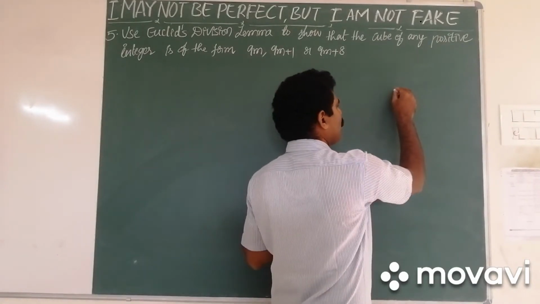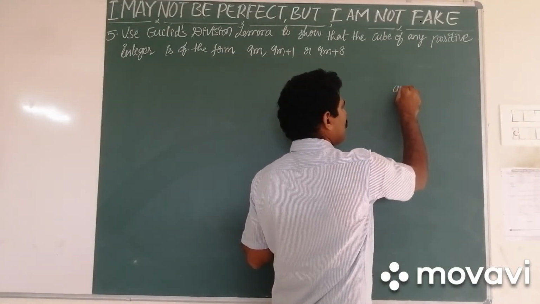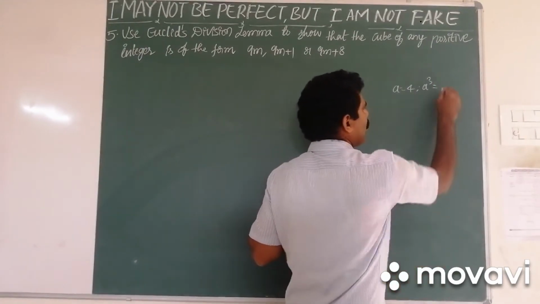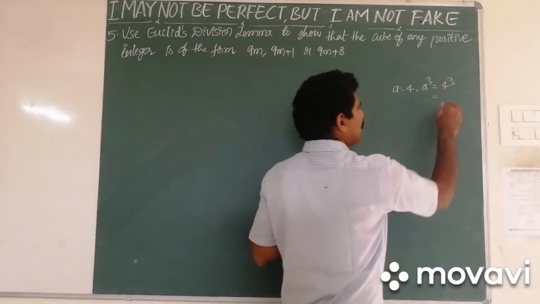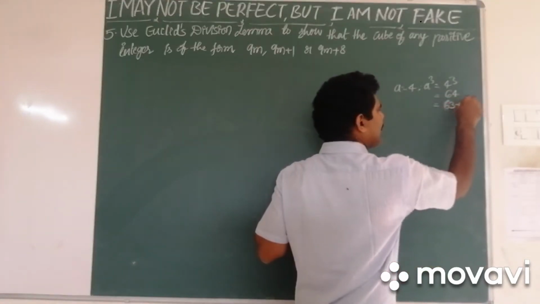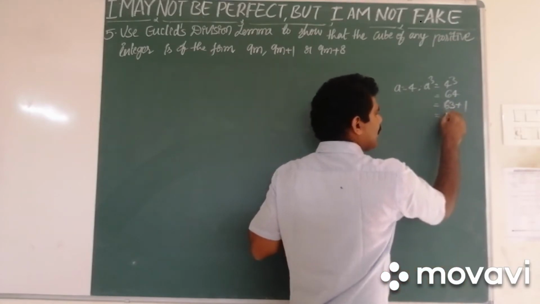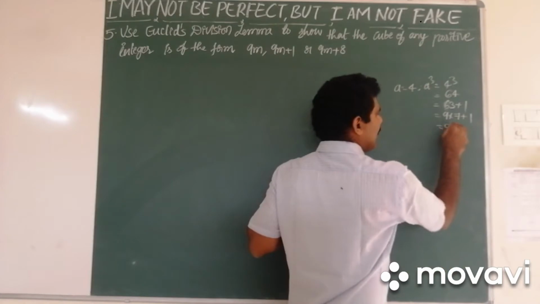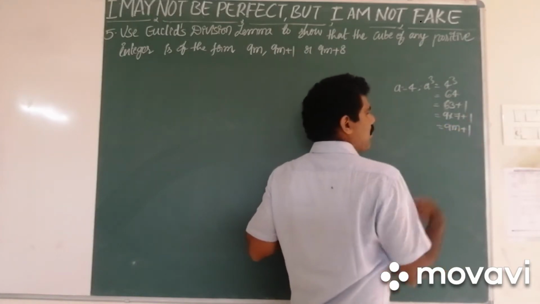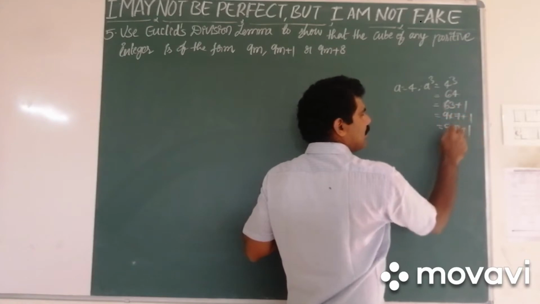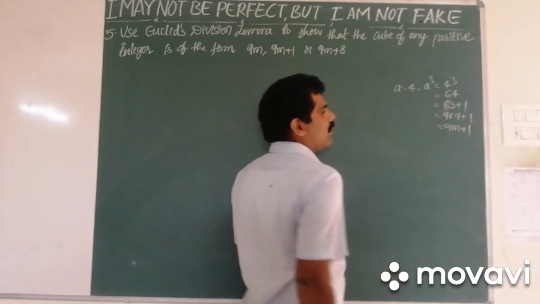If a is equal to 4, then a cube can be written as 4 cube. 4 cube means 64, isn't it? This 64, I can write as 63 plus 1, that is 9 into 7 plus 1, 9m plus 1. See, 9 sevens are 63, plus 1. So I have shown it in the form of 9m plus 1 where m is equal to 7.